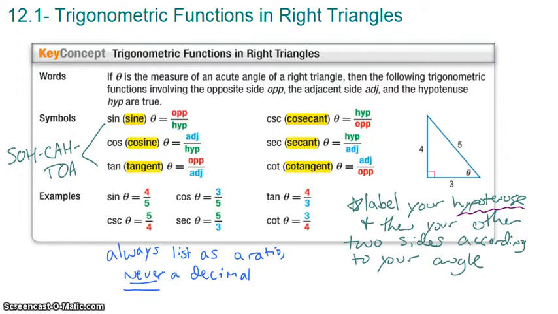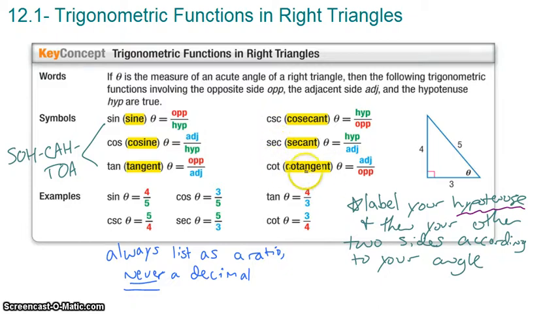So, you may remember the phrase SOH CAH TOA. That was used to help you remember that sine is opposite over hypotenuse, cosine is adjacent over hypotenuse, and tangent is opposite over adjacent. That is going to come in very handy, because we have three new trig functions. We have cosecant, secant, and cotangent.